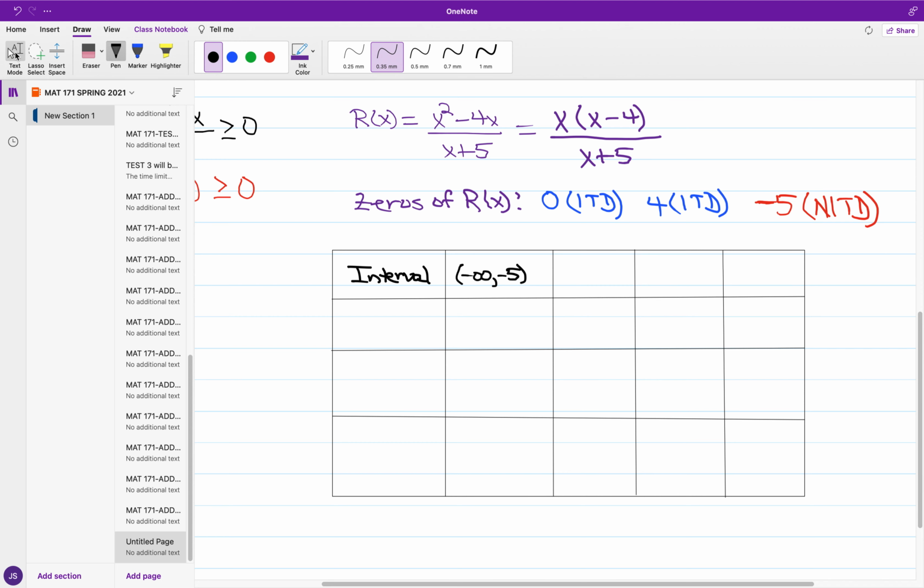Next in line, we have between negative 5 and 0. Followed by, past 0, those values of x between but not including 0 and 4. And then finally, those values of x which will be greater than 4. And now for test values that we can supply.